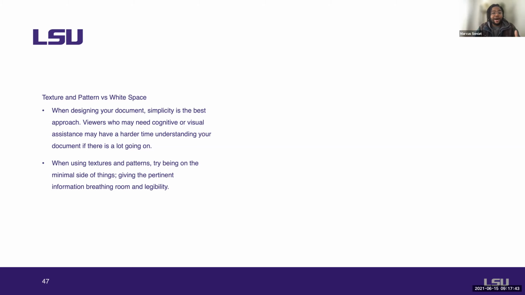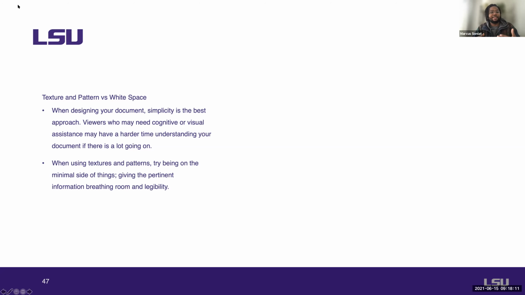Just like this slide, there's a lot of white space around the content that's very important. And it just allows us to concentrate. Some other people may need visual and cognitive assistance to be able to focus on things. And it's kind of hard to do that when the really pertinent information is on top of a really distracting pattern or photo, and it's not as legible.